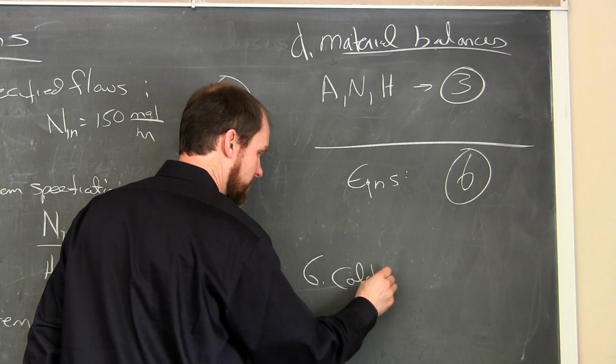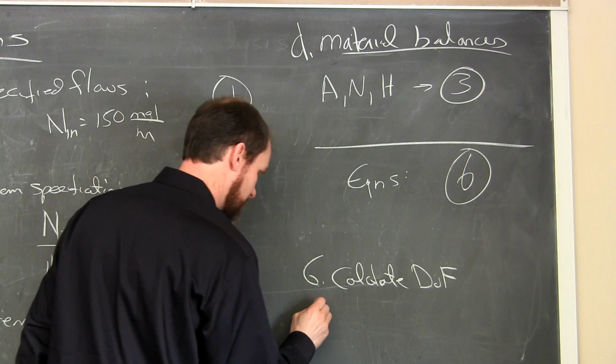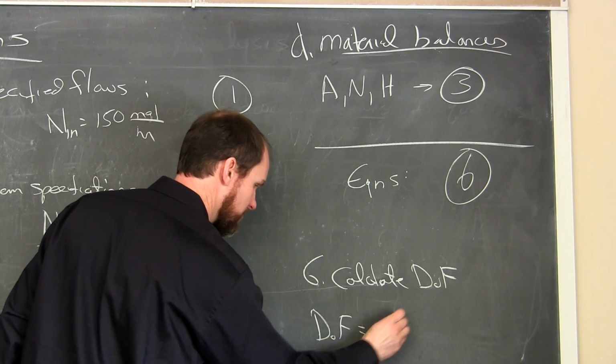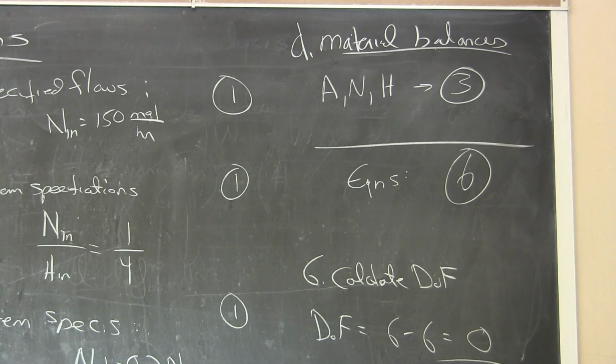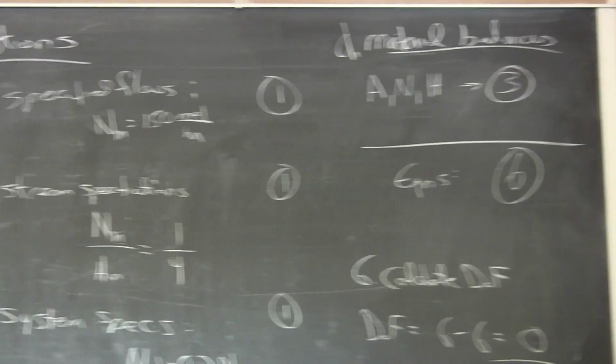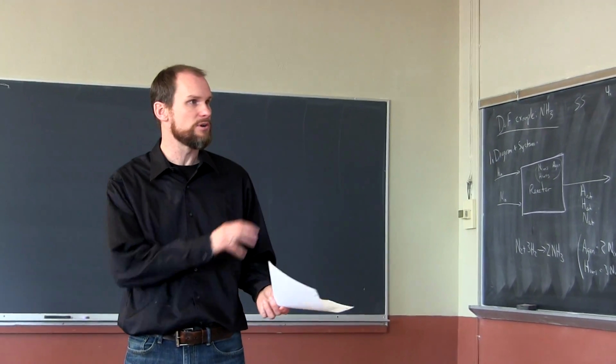The last step, step 6. Calculate degrees of freedom. DOF equals 6 minus 6 equals 0. What does that mean? It's well specified. Which makes sense. This is pretty much the problem we did last week. It should solve. We put all these together.